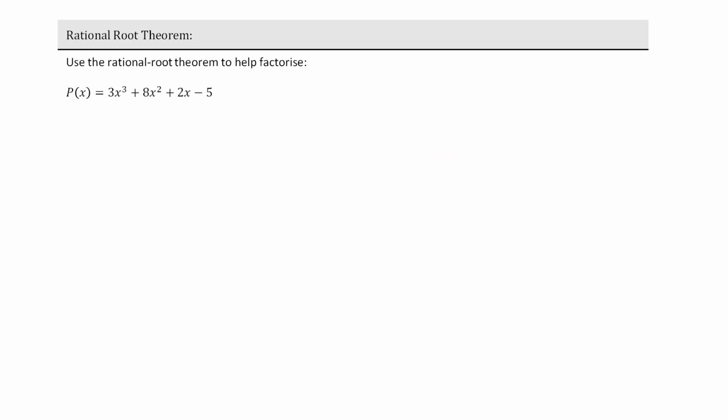Okay, so we are continuing to talk about the rational root theorem. Here's an example. It says use the rational root theorem to help factorize the following. So the fact that it says to use the rational root theorem immediately tells us that if I was to sub in factors of my constant here, so that means if I went p of 1, that's not going to be equal to 0. If I went p of -1, that's not going to be equal to 0. If I went p of 5, that's not going to be equal to 0. If I went p of -5, that's not going to be equal to 0.